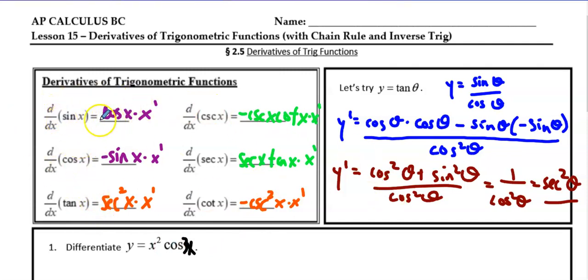So the derivative of sine is cosine, the derivative of cosine is negative sine. The derivative of tangent is secant squared x. Cotangent is negative cosecant squared x. Secant is secant tangent, and then cosecant is negative cosecant cotangent.